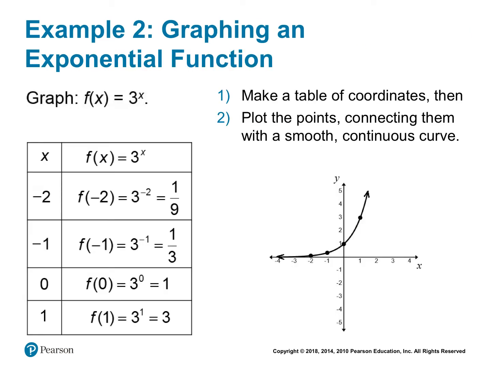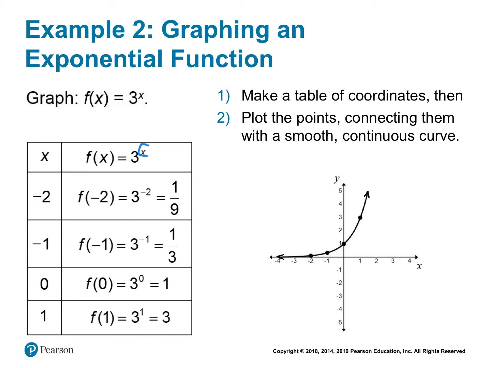Okay, now we'll work on graphing. Your first step is going to be making a table of coordinates. You can see here that I chose some negatives and then 0 and a positive number. You could use other numbers as well, but you want to have some negatives and positives just to see the pattern that's happening on both sides of the axis.